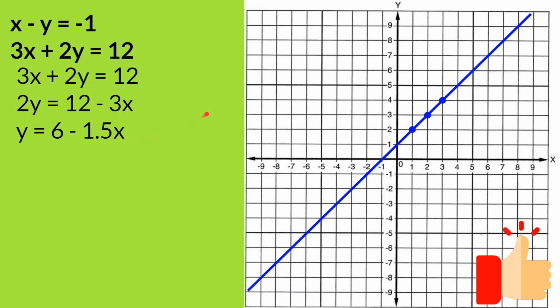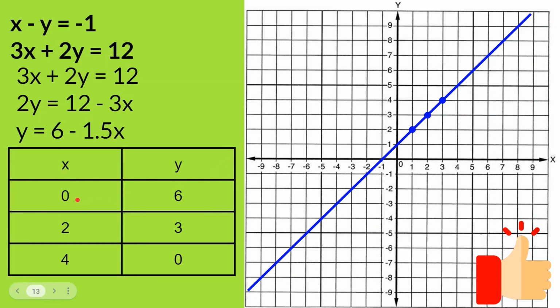So y equals 6 minus 1.5x. And we'll take even values of x, that is, we can take any, not necessarily 1, 2, 3, but we'll take even values of x to spare us the time of plotting decimal points. So we will take 0, 2 and 4.